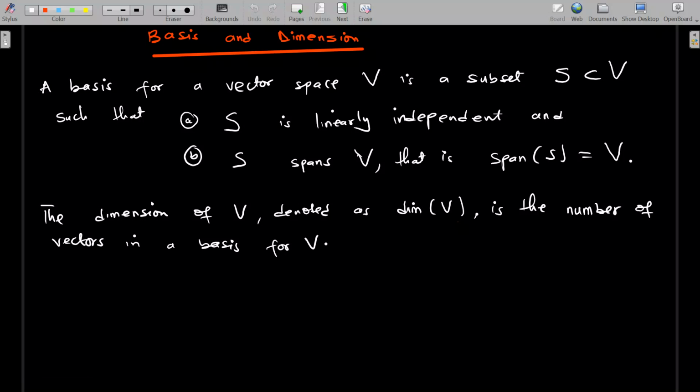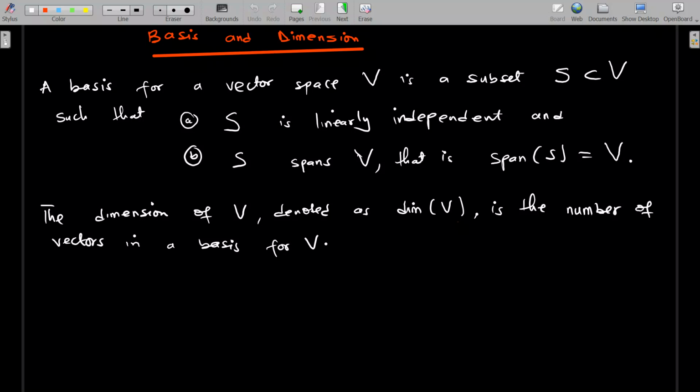Okay, so we are going to talk about bases and dimensions, and what we can say about a set being a basis and a set being a span of a given vector space. Okay, a spanning set for a given vector space.